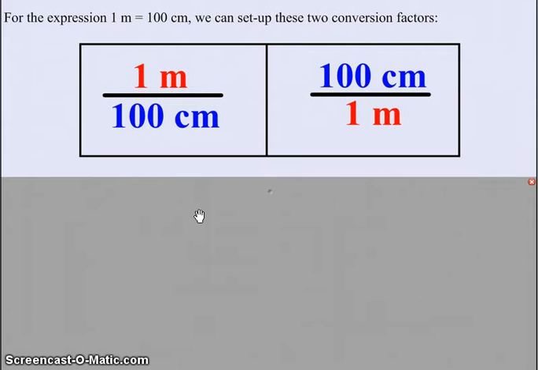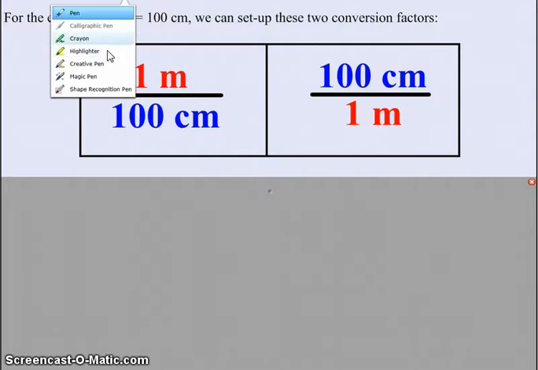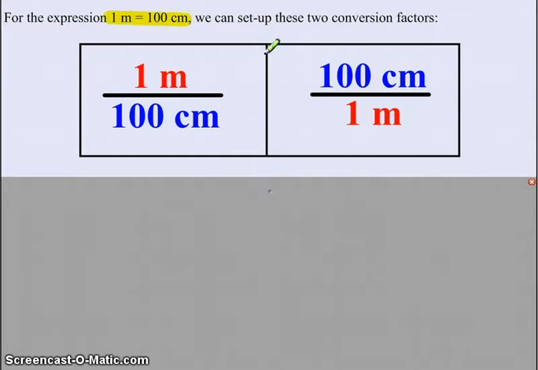Essentially, what dimensional analysis uses are what we call conversion factors. A conversion factor is a ratio of equal measurements. So here we see the fact that 1 meter equals 100 centimeters. Let me grab my highlighter. 1 meter equals 100 centimeters. We can set up these two conversion factors. They look like fractions. The top and the bottom are equal. 1 meter is 100 centimeters. The numbers aren't equal, and that's why we use them, because we're going to use them to convert. However, the top and bottom are equivalent measurements.